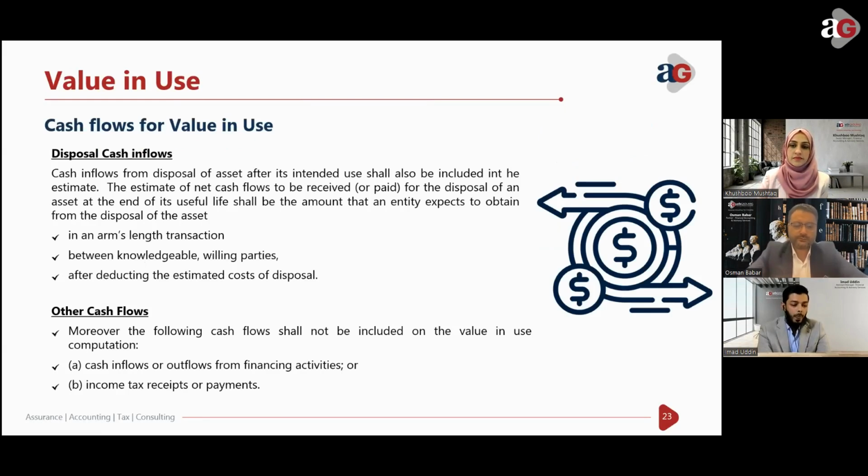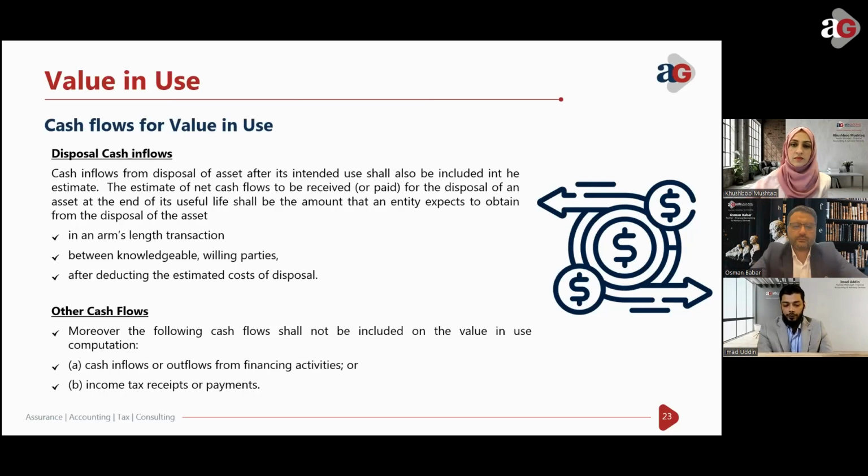All right. Cash flows for value in use. Disposal cash inflows. Cash inflows from disposal of an asset after its intended use shall also be included in the estimate. Now, we do not have to only include the cash flows from selling the produce of the asset. We also have to include the cash flows from the disposal of those assets. And basically, the estimate of that cash flow should be closer to its fair value.